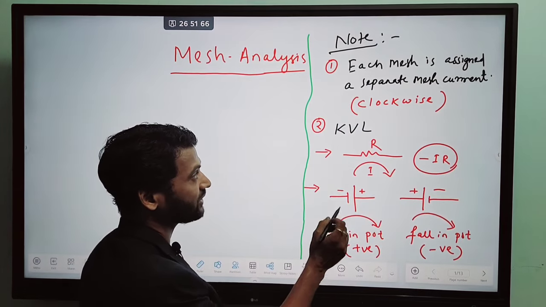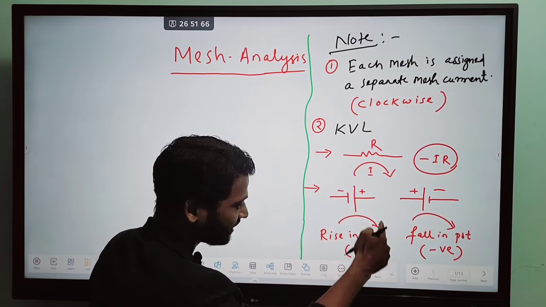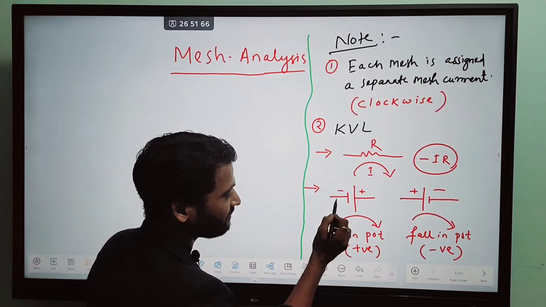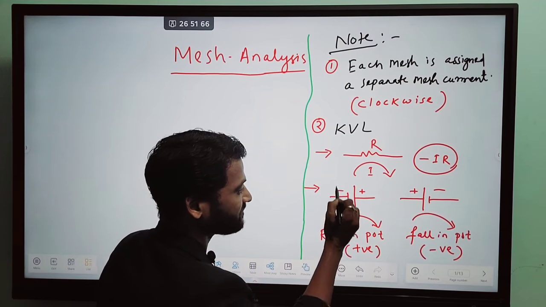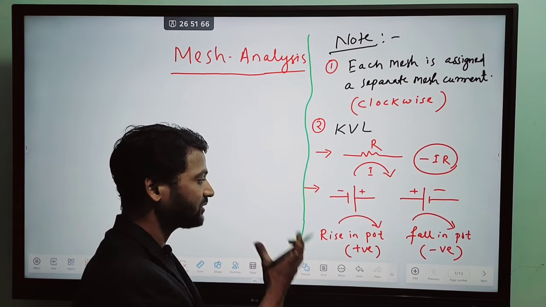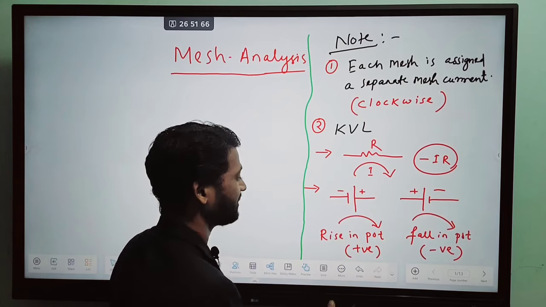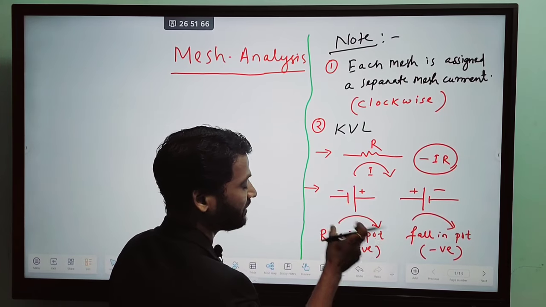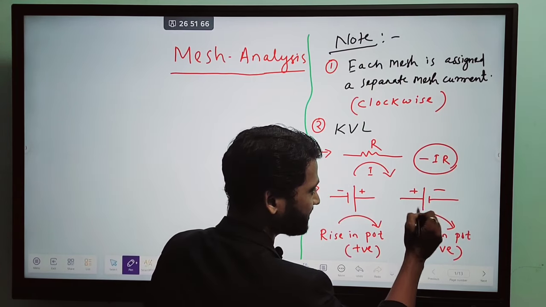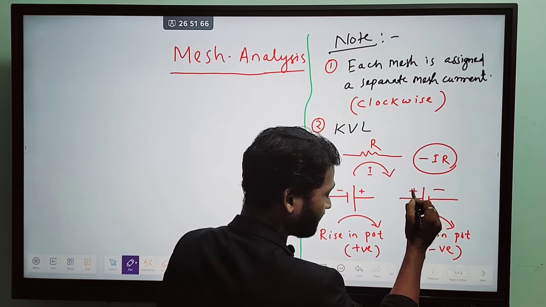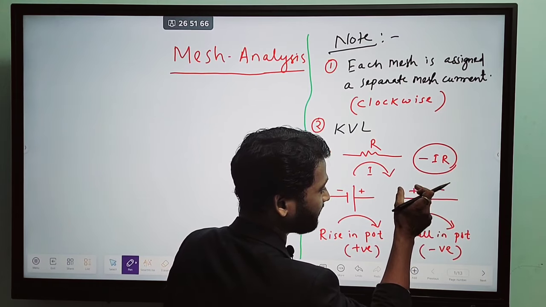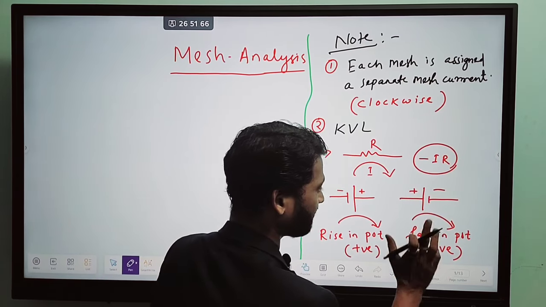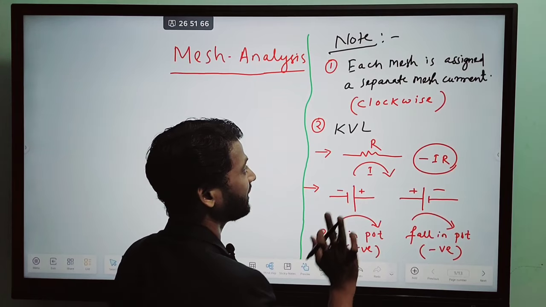What is rise in potential? Look, as I have told, we always take the clockwise direction. Suppose we have less potential and we are going from less potential to high potential. That means there will be a rise in potential, and it will be taken as positive. But in this other case, we have high potential and we are going from high potential to low potential. The fall in potential will be negative.